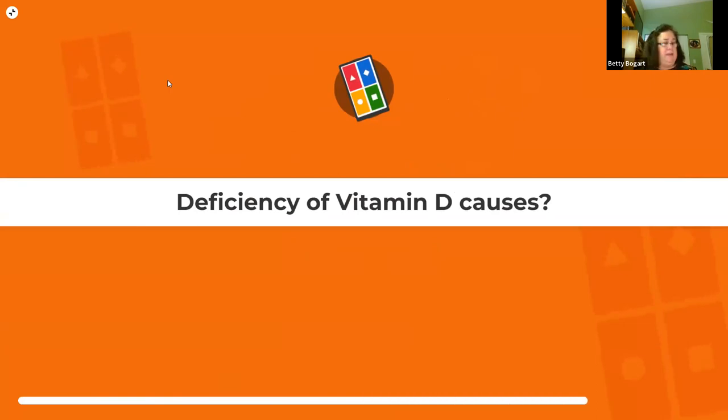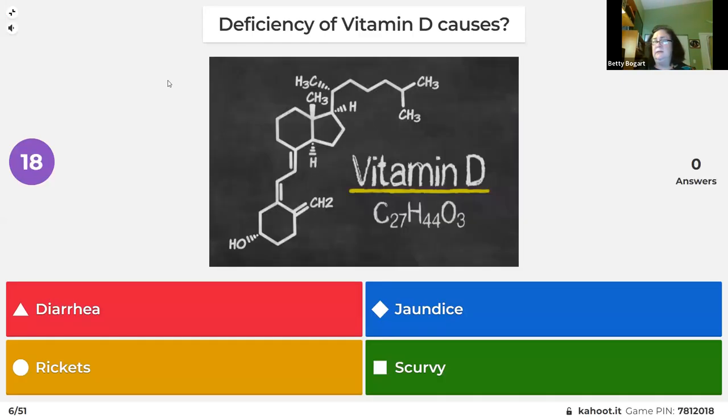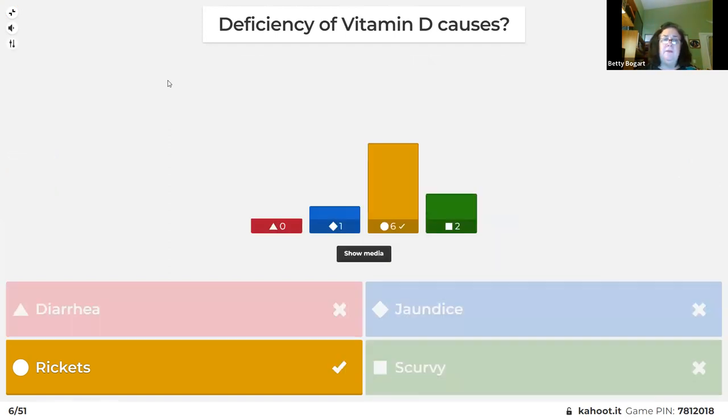Deficiency of vitamin D causes what? Vitamin D is rickets. Vitamin C deficiency is scurvy.